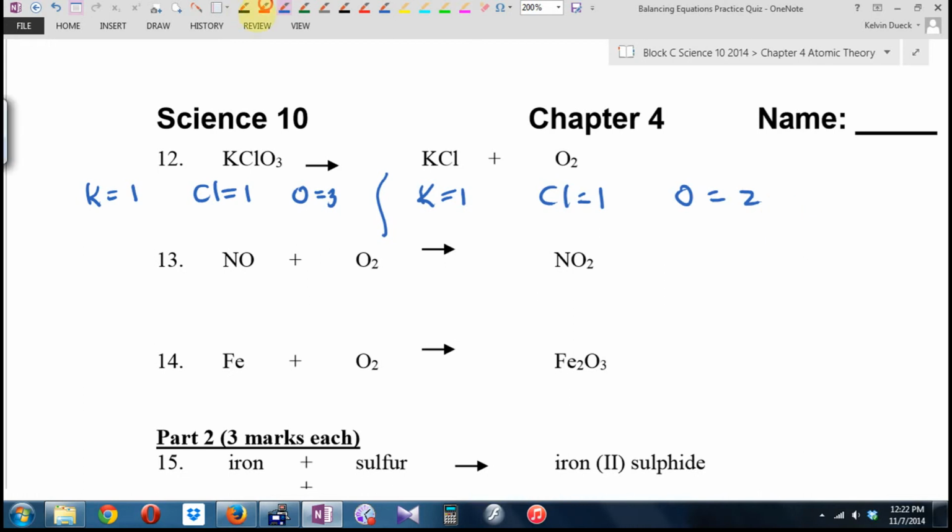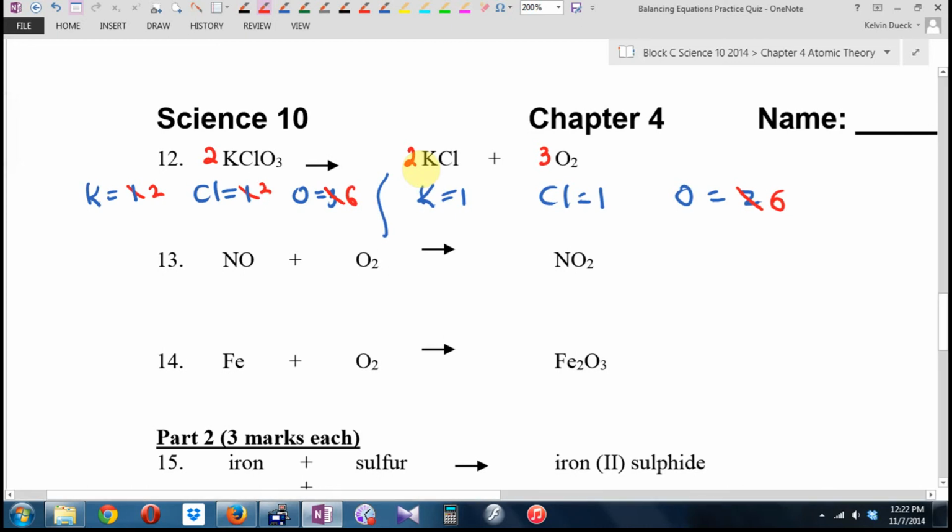So I guess I want to try putting a 2 there. That's going to give me 2 of those and 2 of those. And I'm going to try putting a 3 there. That's going to give me 6 of those. Oh, and 6 of those. Oh. And I guess a 2 there, is it 2 KClO3s yields 2 KCls plus 3 O2s? KClO3s? That sounds like a radio station.